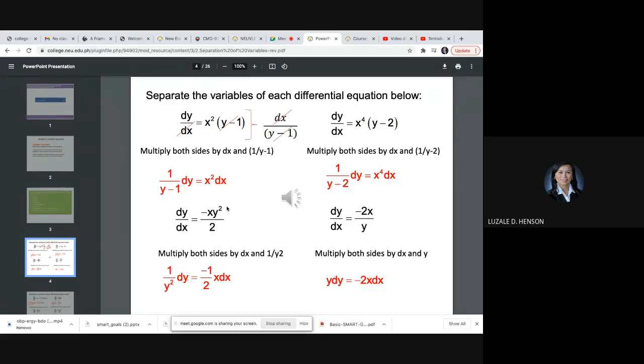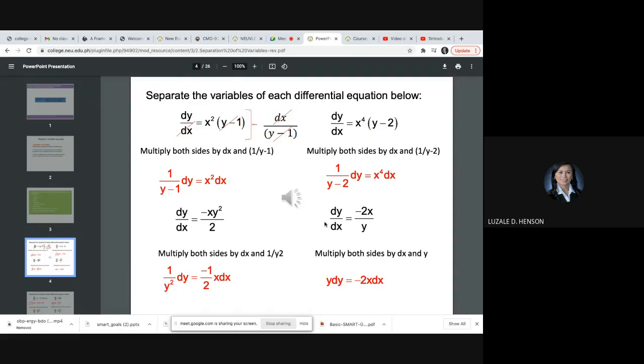So nagmamanipulate ka lang dito, class, no? Parang review lang sa inyong algebra kung paano i-group yung same variables. Kaya ang result after multiplying both sides by dx and 1 over y squared is ito na ngayon. But you can write this as dy over y squared. Pareho lang. You can also write this as negative x dx over 2.